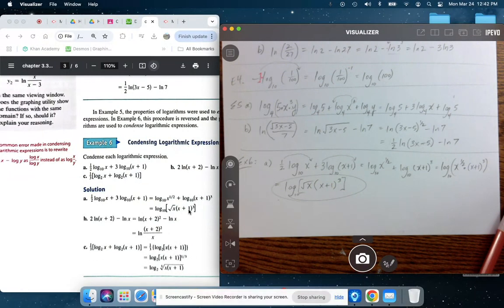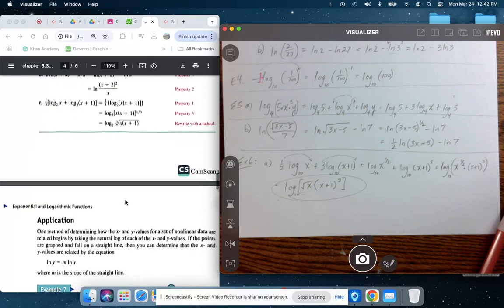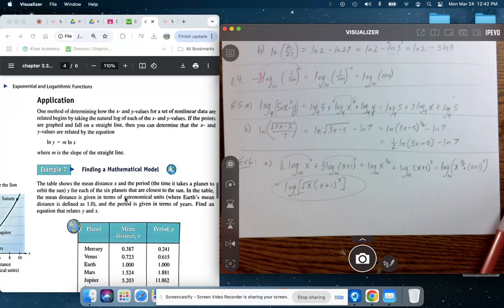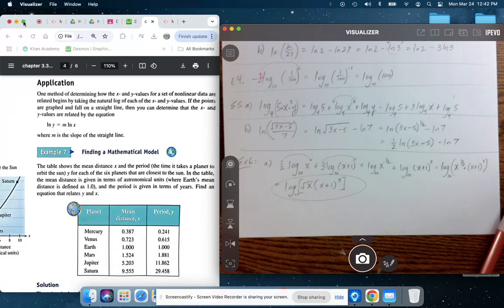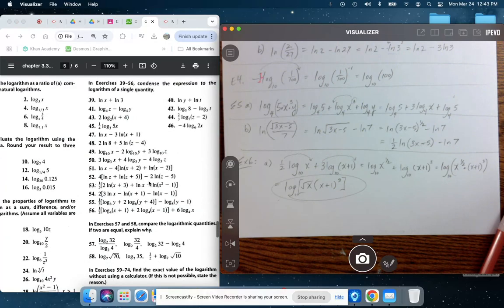Yeah, it's right here. So that's how you work these out. And I think that's pretty much it, except for applications. Right? We've already done some applications, and this is pretty much the same stuff. I'm going to look at some of these problems here, these problem sets.